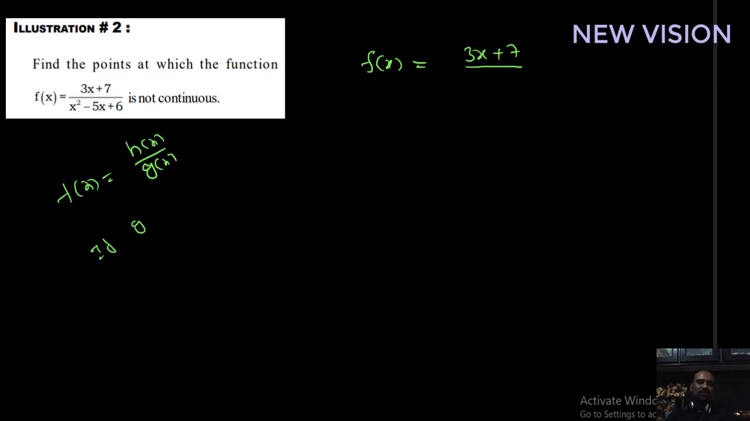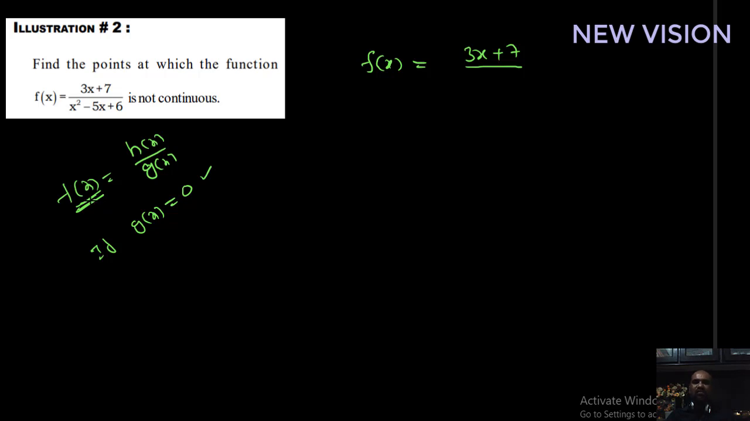Students, next problem: find the point at which the function f of x is not continuous. Not continuous. Interesting problem. f of x is equal to 3x plus 7 by, for example, the function f of x is given by h of x by g of x. Student, f of x is a rational function. If g of x equal to 0, for such x values the function is not defined. f of x is not defined. For such x values, you can say that function is not continuous.